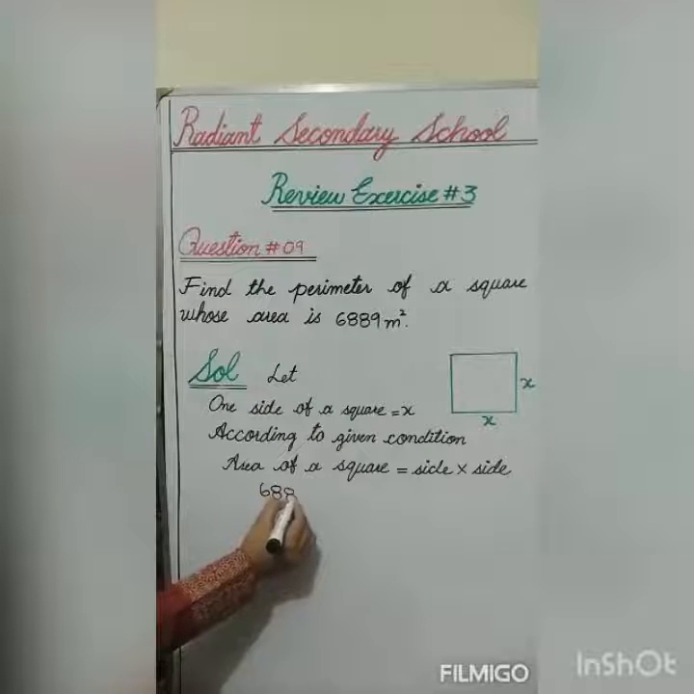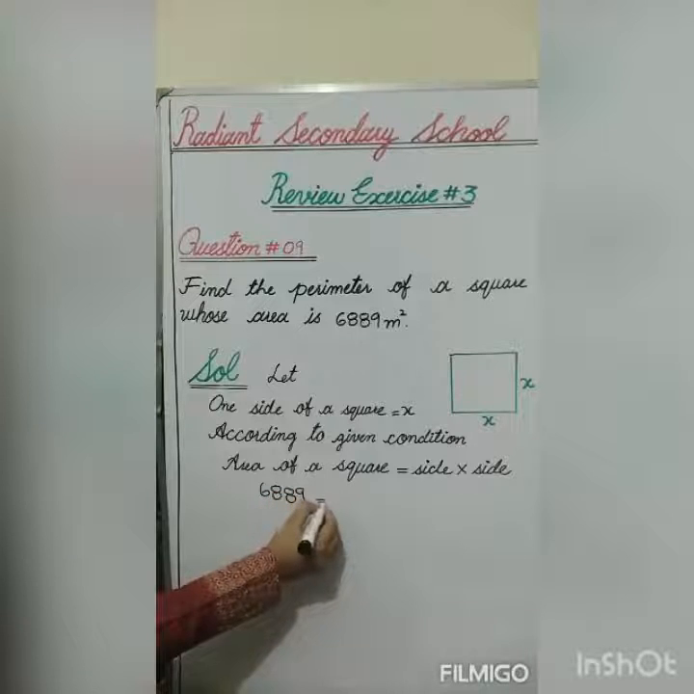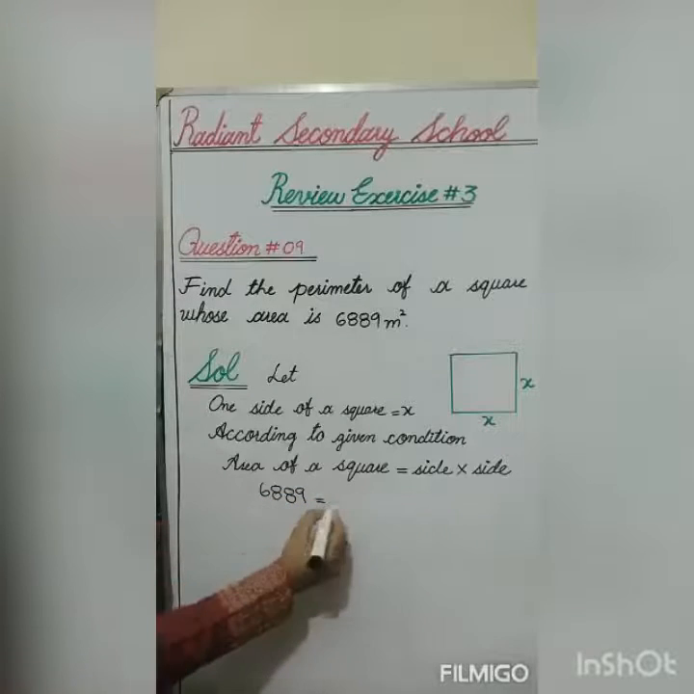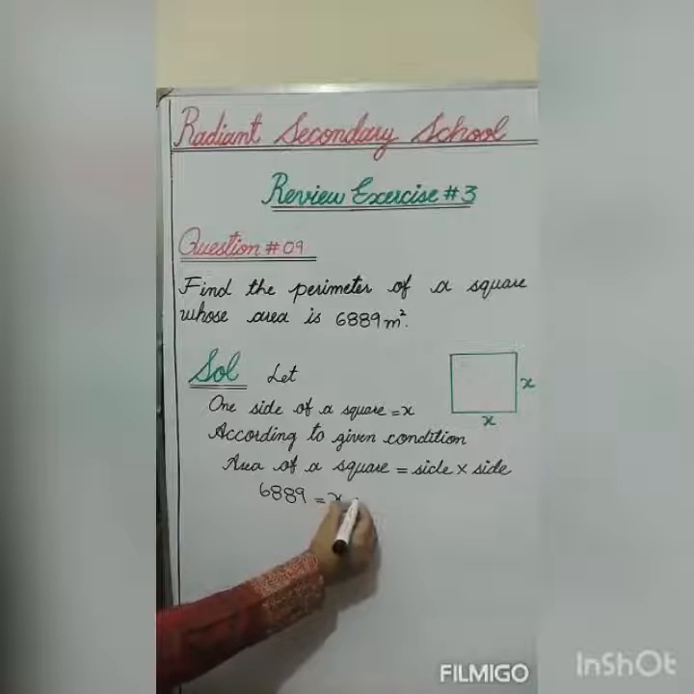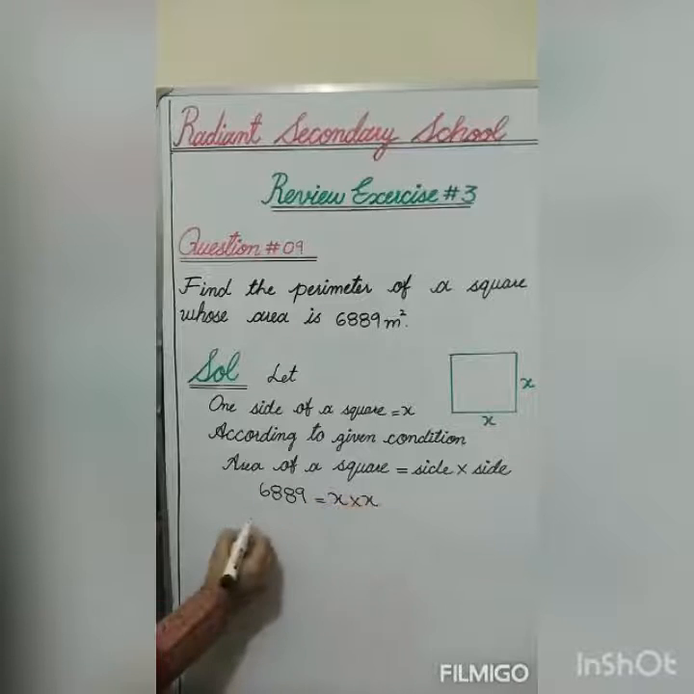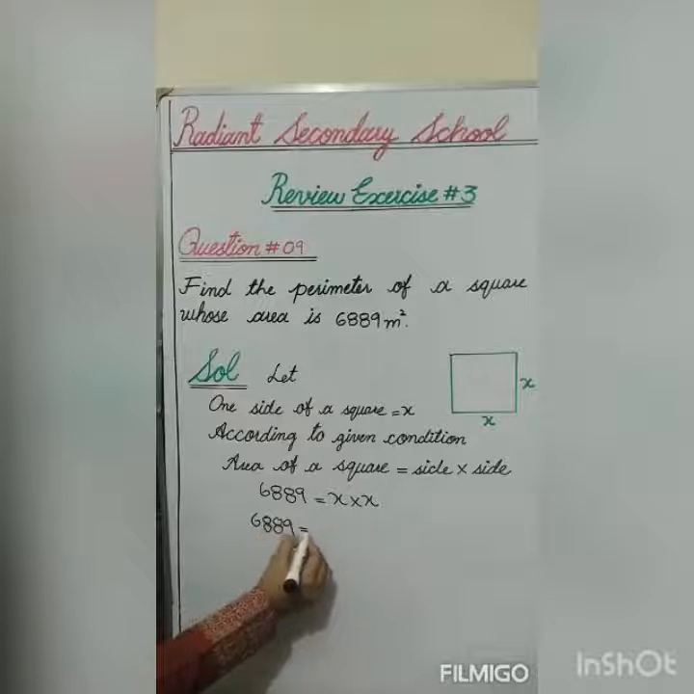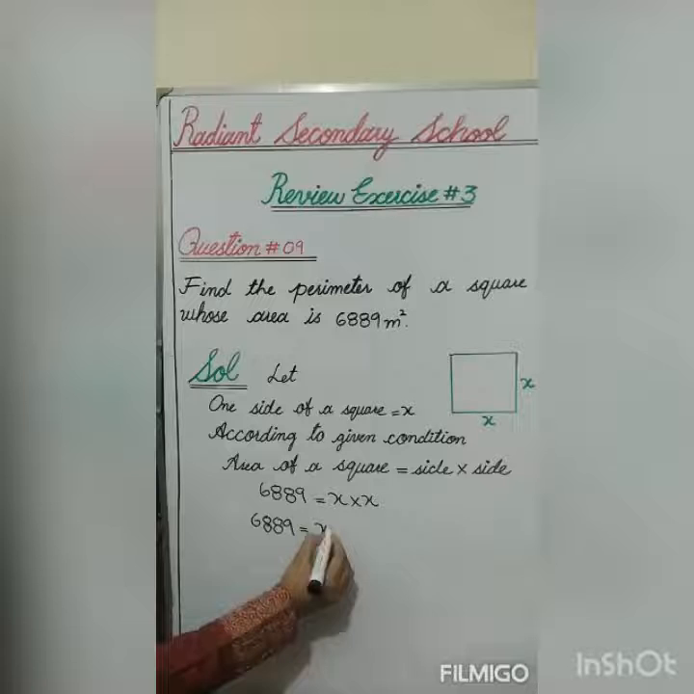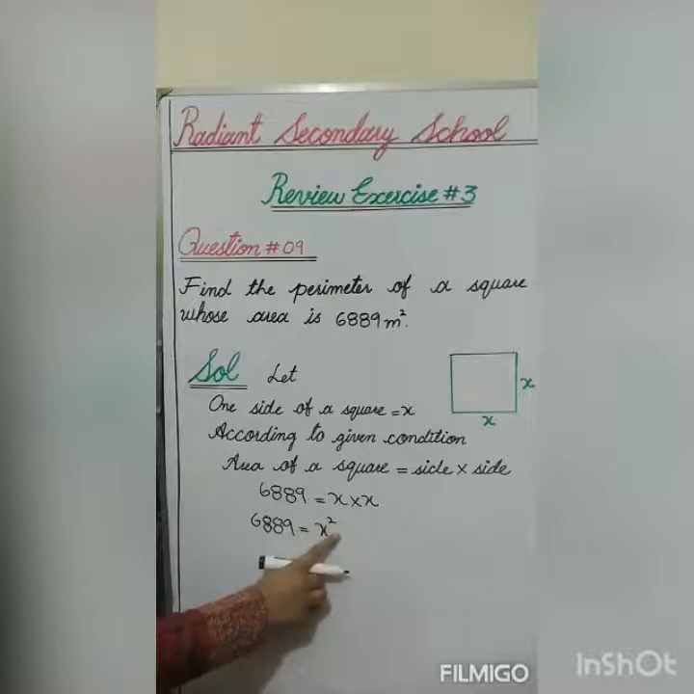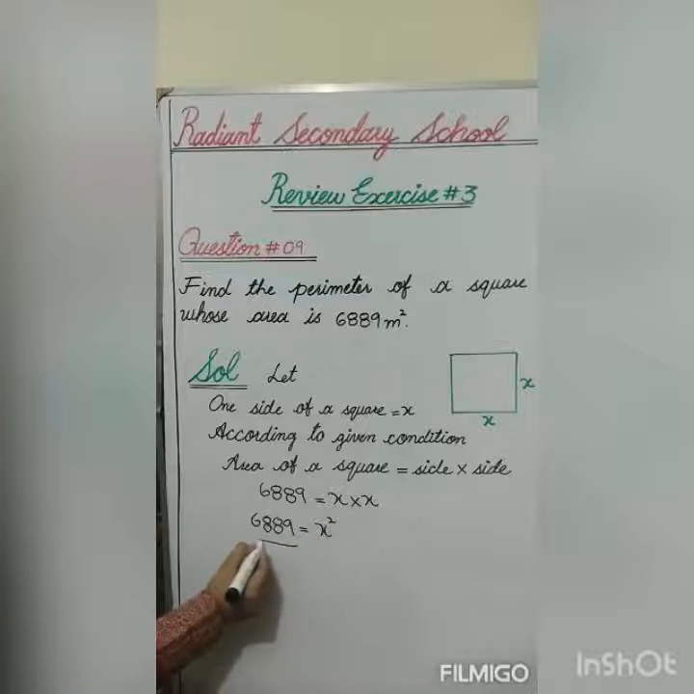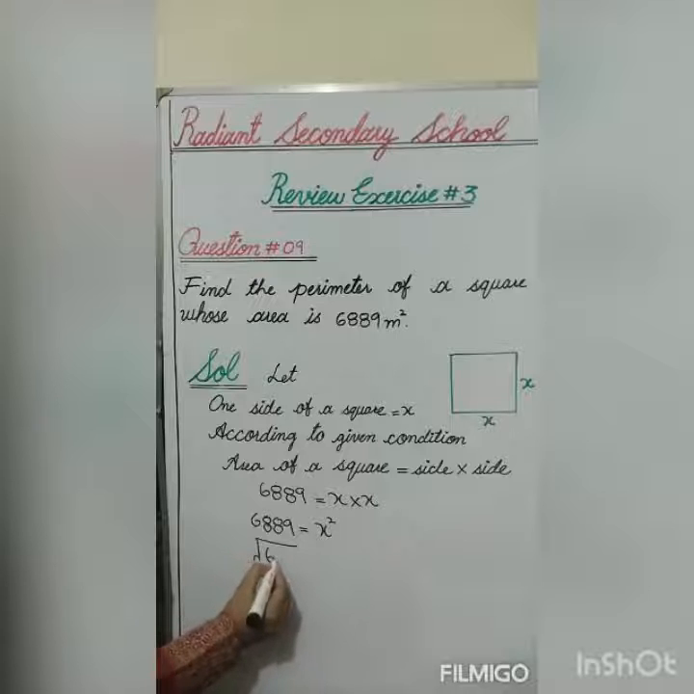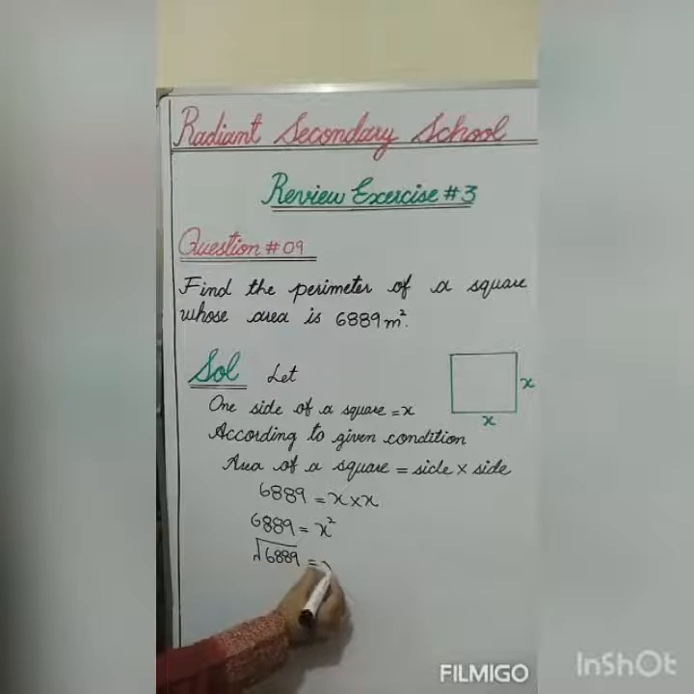So the area of the square is given in the statement, that is 6889 equals side into side. It means x into x. Now class, 6889 will become as it is and x into x will become x square. Now we have to remove this square. We will take square root on both sides. Square root 6889 equals square root x square.